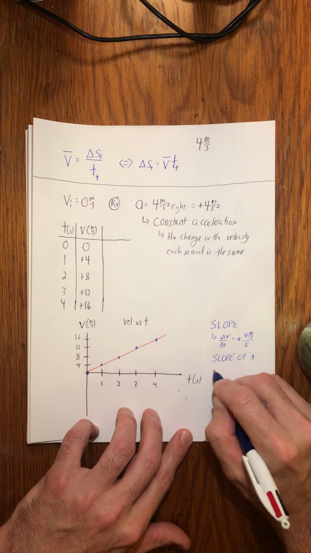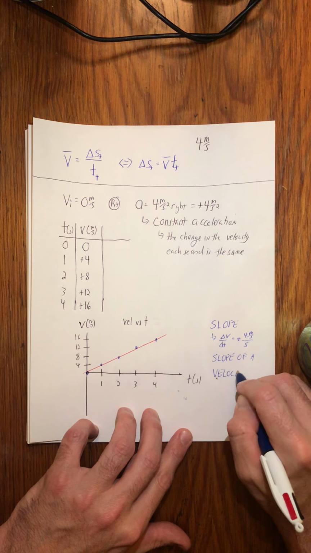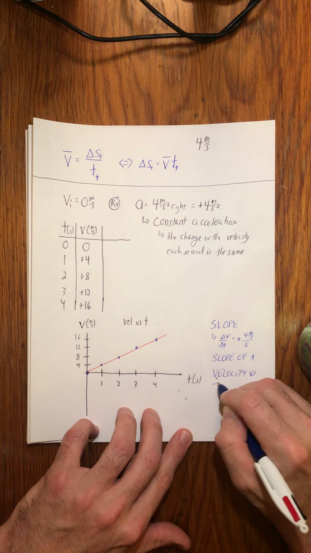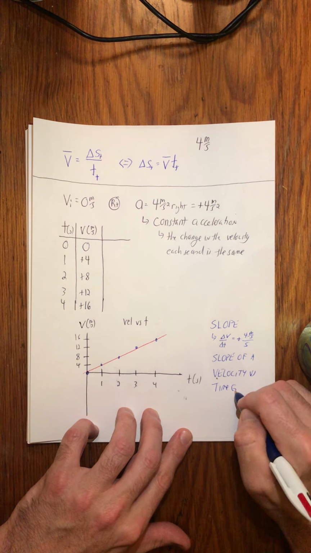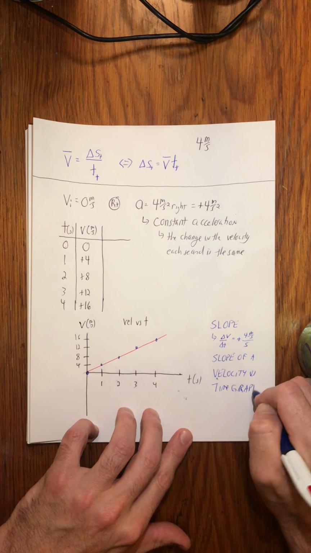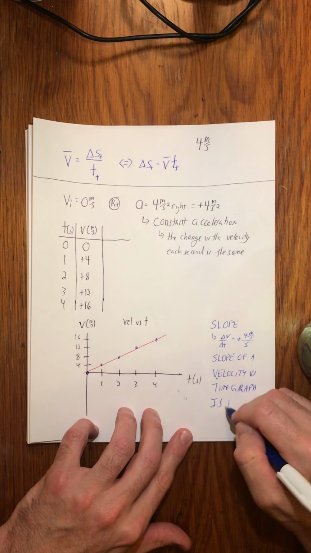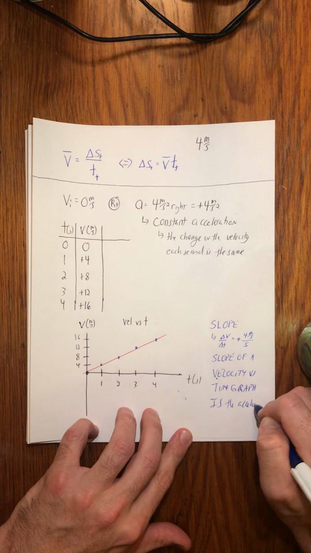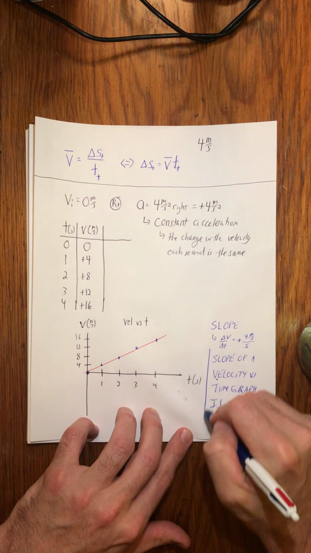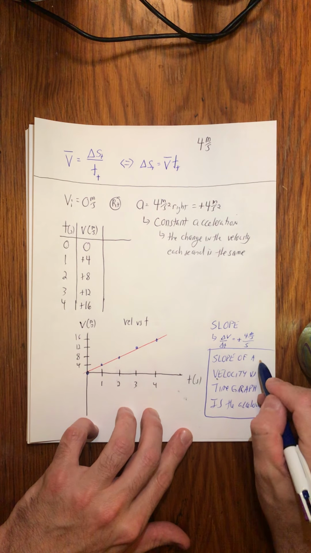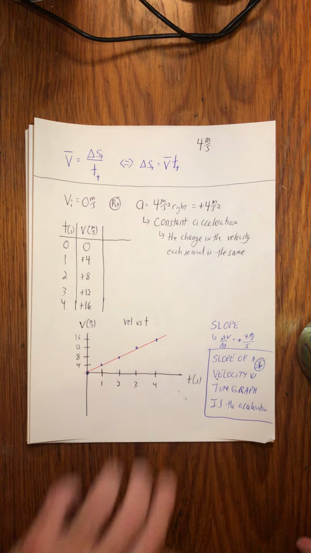And that is our fact here, that the slope of a velocity versus time graph is the acceleration. I'm going to box that because that's a hugely important fact.